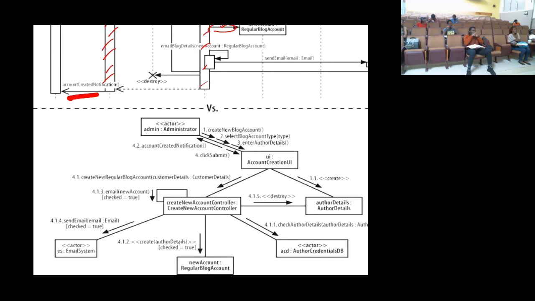All right, so you should be able to see the first 3 messages that go from admin to administrator, right? So you have create new blog account, select blog account type, enter blog author details. That's pretty obvious that this is first, this is second, this is third, but the numbering is there. If the number wasn't there, you would have a clue what to think, right? The number is there. And then what happens after the third one? Enter this.